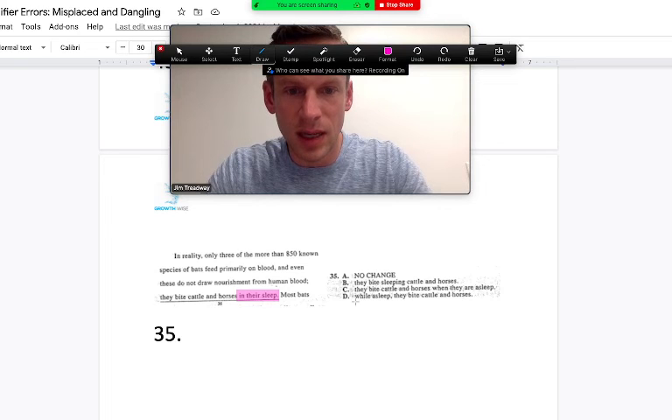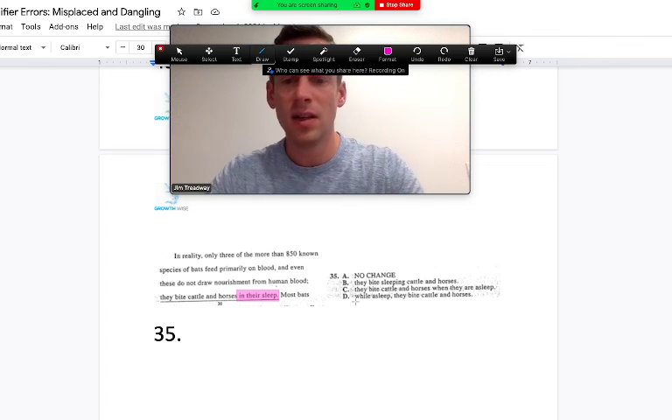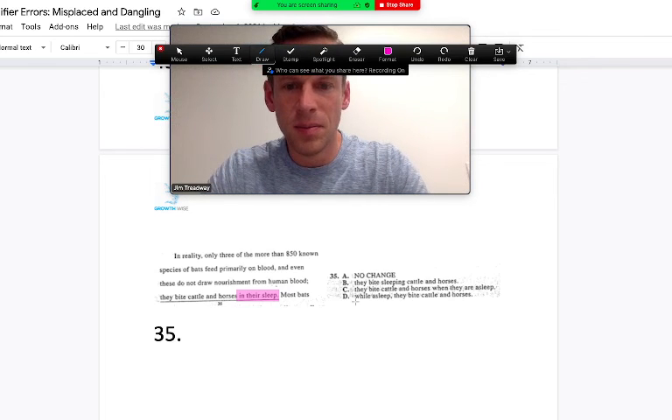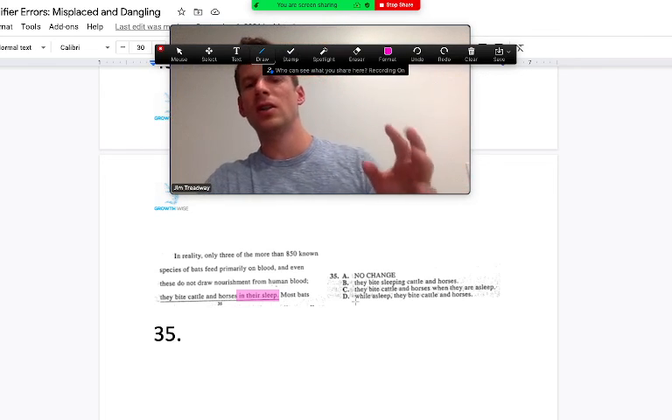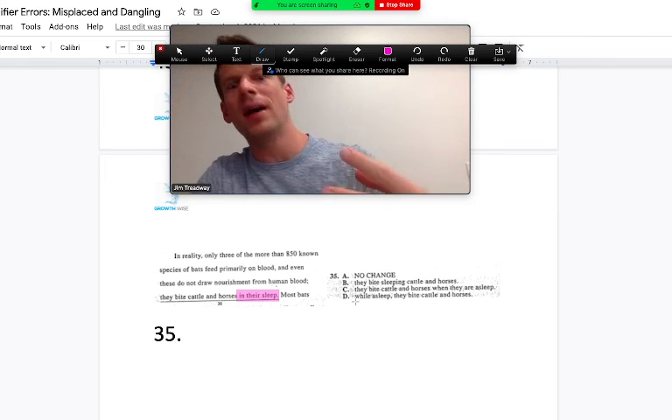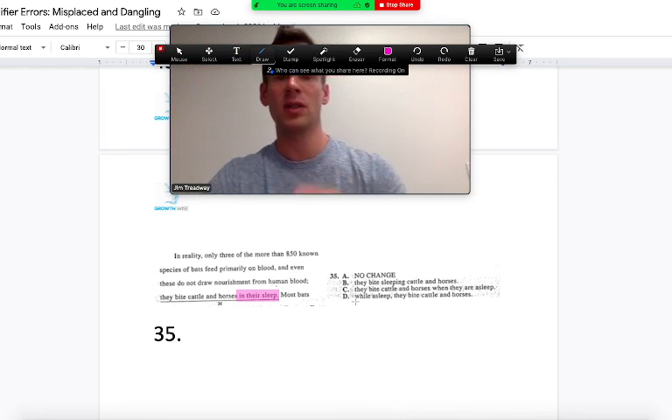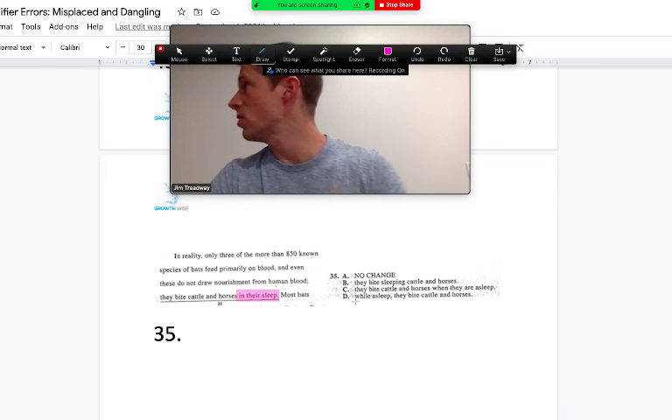"While asleep, they bite cattle and horses." I think it's the cattle and horses that are sleeping who are getting bitten. And the other answers are all subtly suggesting that it might be the bats who are sleeping and then biting horses while the bats are sleeping. Whereas B is very clear: "They bite sleeping cattle and horses." So we know who's sleeping here, the cattle and horses.